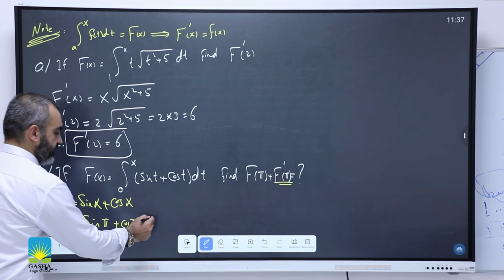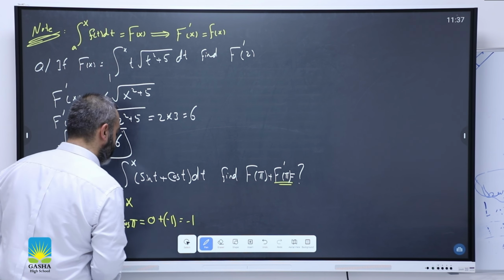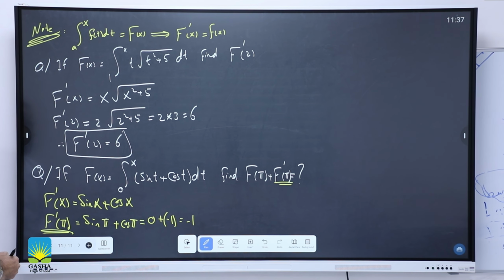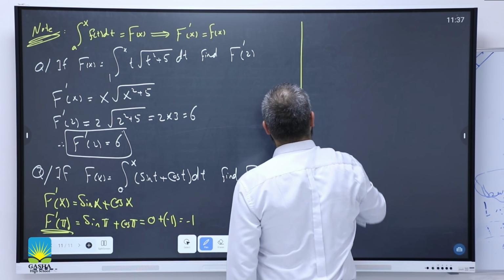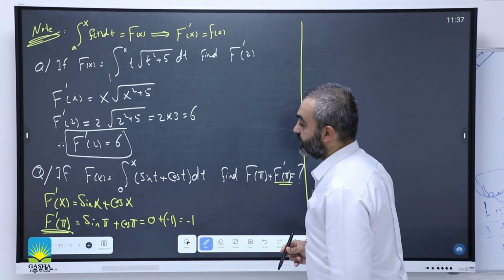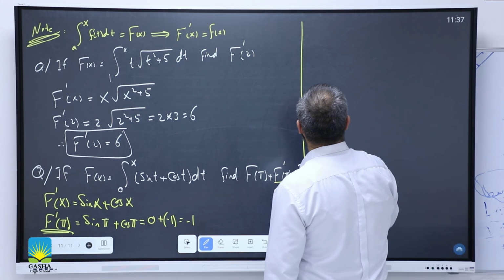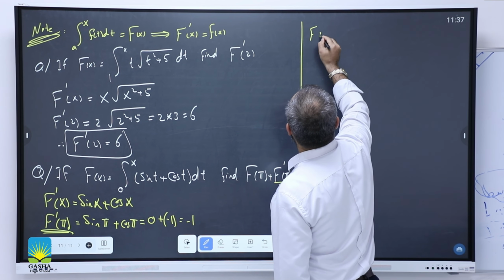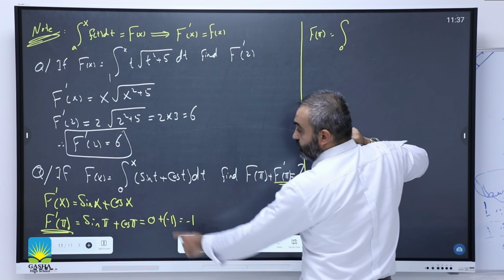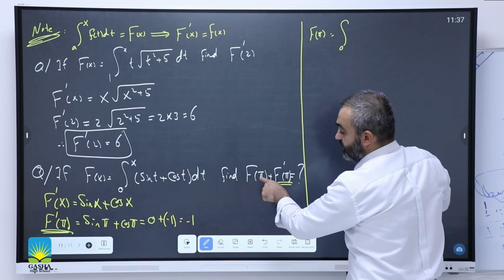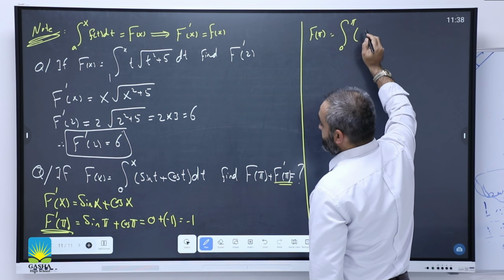Sine pi becomes 0 plus cosine pi, negative 1, so it is negative 1. F prime of pi is negative 1. What about f of pi? F of pi, it's the direct definite integration. So f of pi equals the integral from 0 to x, which x is pi. So 0 to pi sine.